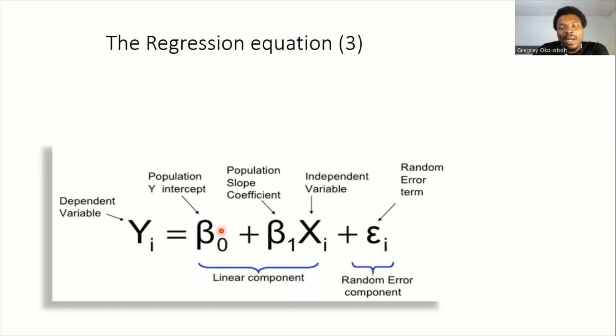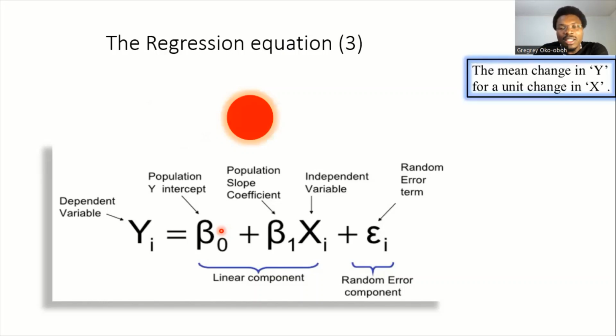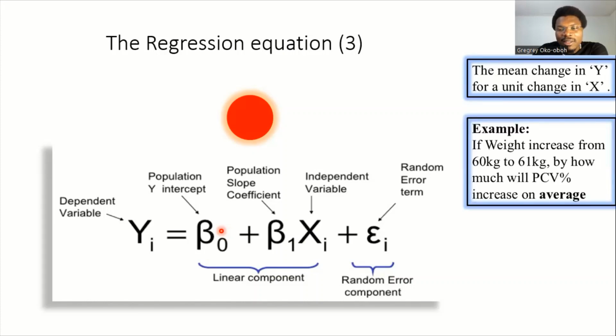The next parameter is beta 1. Beta 1 is the slope or the regression coefficient. And this simply means the mean change in y for a unit change in x. X here is the independent variable. If x changes by just 1 unit, how will y respond? That's exactly what beta 1 represents. In our case, this will simply mean if weight increases from 60 kg to 61 kg, just 1 unit increase, by how much will PCV increase on average? So this is exactly what beta 1 represents.